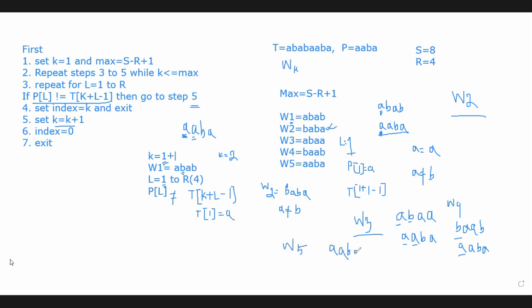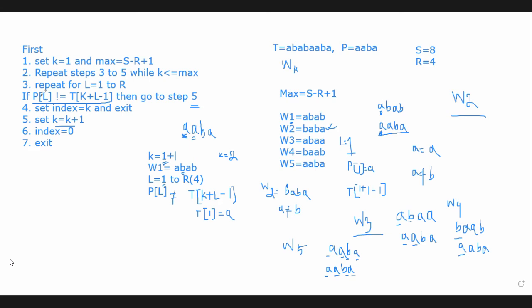And what about our pattern? The pattern is AABA. Now the inner loop will test all the characters of the pattern with W5. The first character is A, so P of L equals T of K plus L minus 1 when L equals 1. Now it will test the second character. The second characters are the same, so it will test the third characters. The third characters are also the same. Then it will test the fourth character. When all the characters are similar, that means now it will provide us the index result.